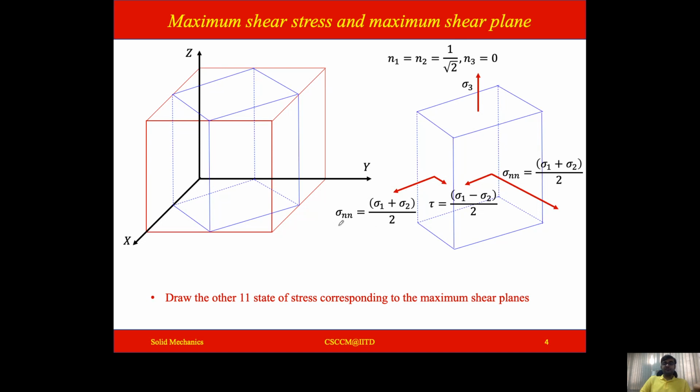And similarly, sigma n on this plane is sigma 1 plus sigma 2 by 2, I just showed you, and tau is sigma 1 minus sigma 2 by 2. And same thing on this plane. On the top plane, there exists no shear component because that is a principal plane. Now your homework is, this is only one. I said there are 12 combinations like this. I've only shown you for one combination. Your homework is to draw for the 11 other combinations. So that is your homework.